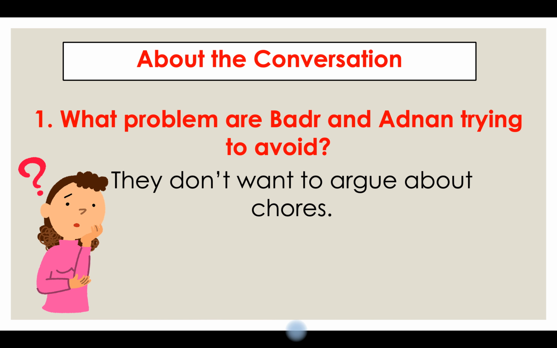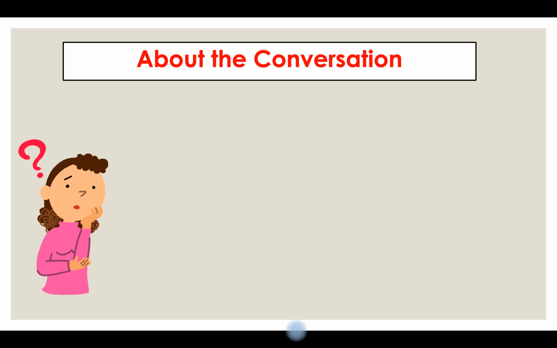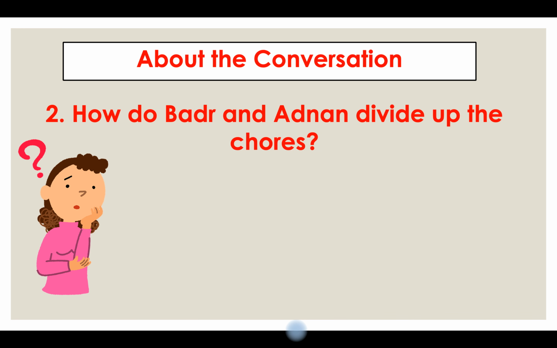Because they do not want to argue about chores. Okay, ما يبغون يتخانقون عن الأعمال المنزلية, ف they decided to divide the chores between them. Now the next question, how do Badr and Adnan divide up the chores? خلاص, كيف قسموا الأعمال بينهم?